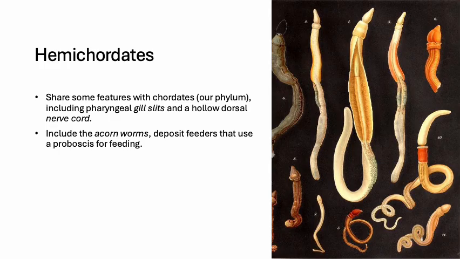Finally, we have the hemichordates, which share some traits with chordates, our own phylum. They have pharyngeal gill slits and a hollow central nerve cord, key features also seen in early chordates. The best known hemichordates are the acorn worms, which are deposit feeders using a proboscis to scoop sediments. They may not be as famous as sea stars or crabs, but they're important because they bridge the gap in understanding how early chordate features evolved.